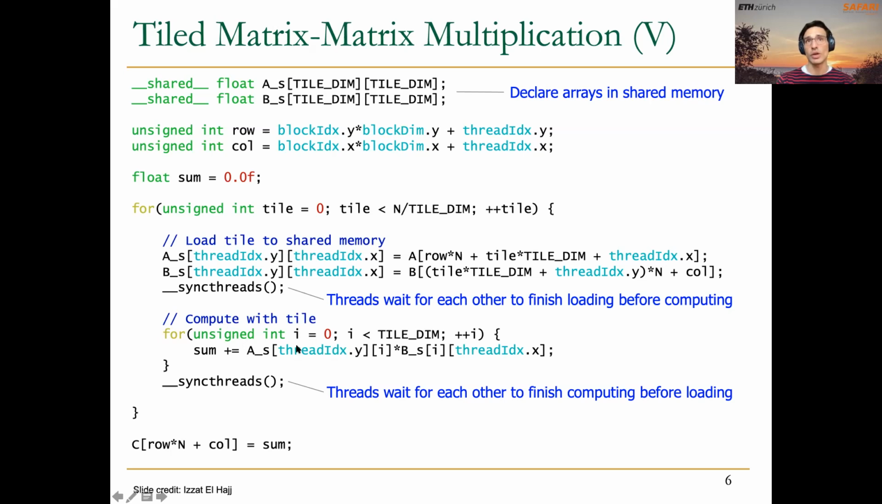computation itself, where we perform this matrix multiplication of the submatrices that are already stored in the shared memory. After we are done with this computation, we need to synchronize again in order to not overwrite data in shared memory that might be needed by other threads that are still executing this for loop.